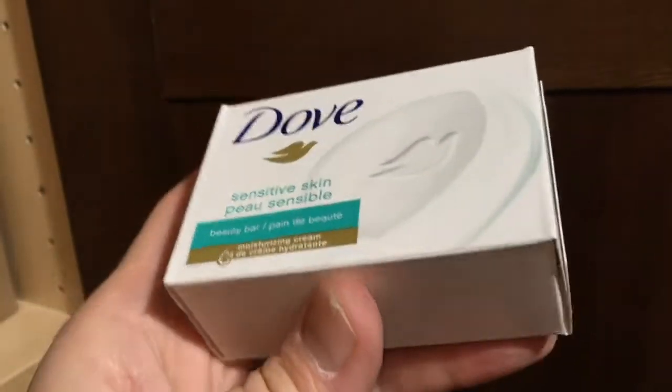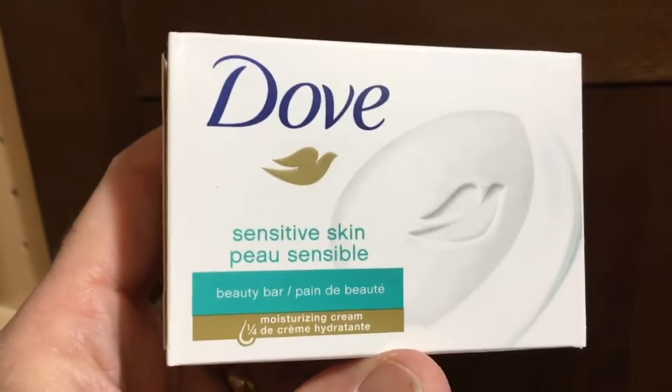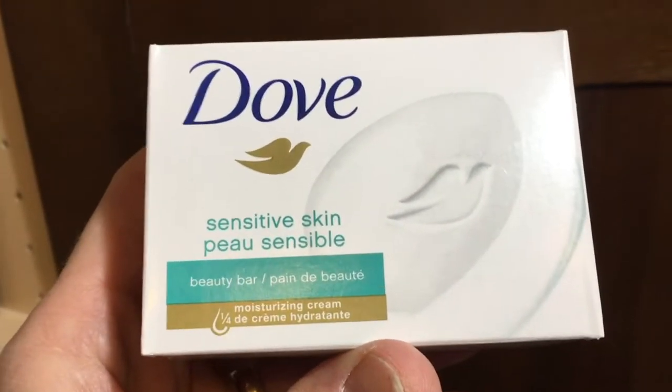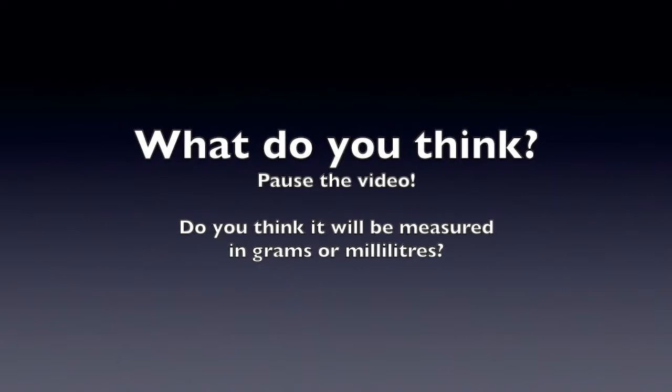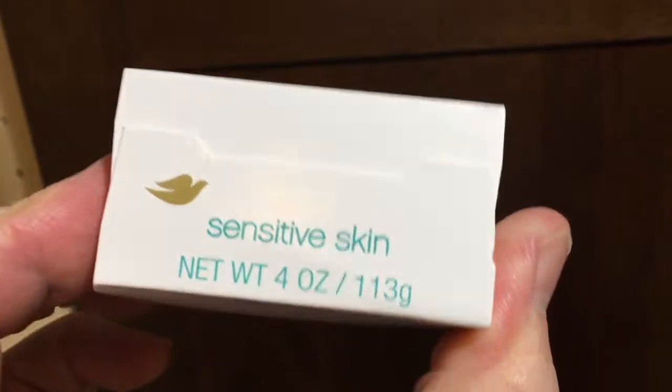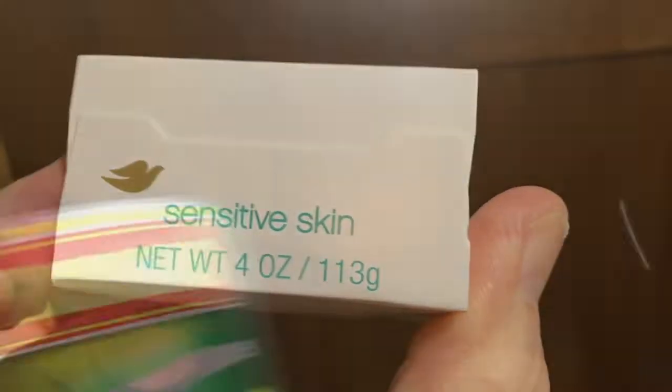Here's a bar of soap, which is a solid. It's hard. So do you think this will be measured with milliliters, or do you think it will be measured with grams? There it is on the side, 113 grams of soap.